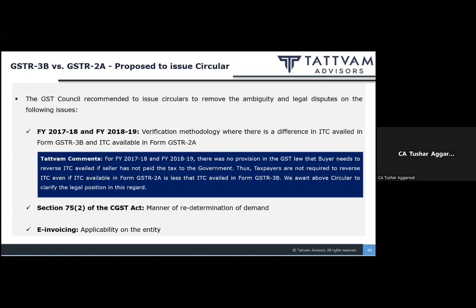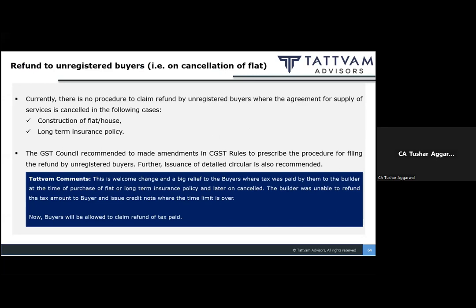Again, one important point they will be clarifying is the applicability of invoicing on certain entities. So what are the entities? They will be clarifying where it will be applicable or not applicable. There are certain disputes going on. They will come out with the clarification. We are waiting for the clarification.